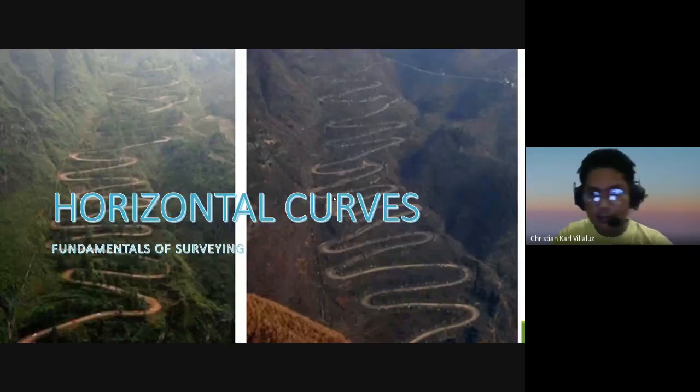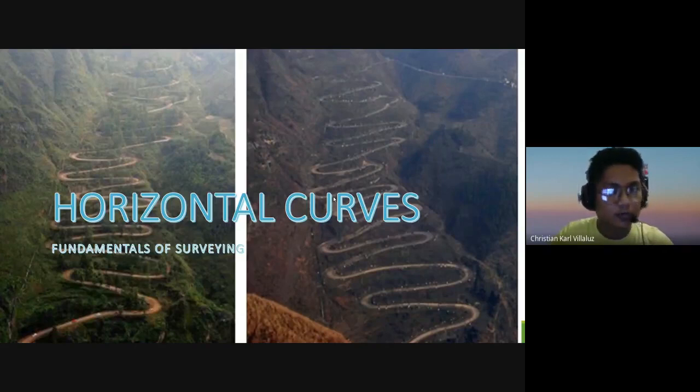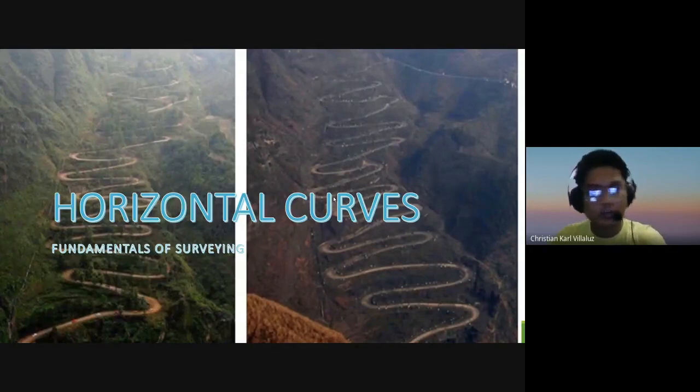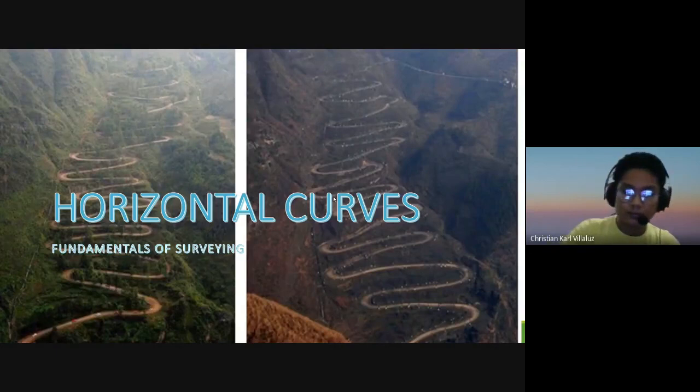So for safety reasons, we avoid designing a roadway that is straight for too long. So at 200 meters, 300 meters, 400 meters, at least there is a horizontal curve on that roadway. So here is an example.